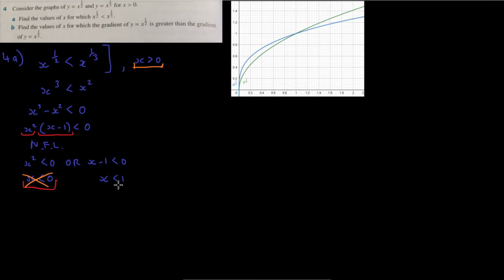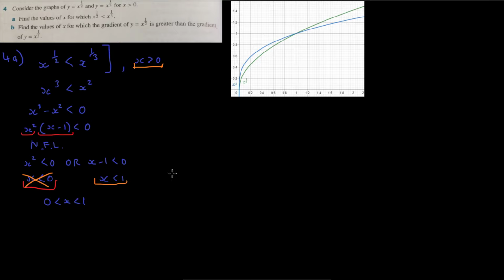We've got a very nice answer here. x is less than 1. Now, if we combine that with our original statement that x is greater than 0, we could combine them together and say that 0 is less than x is less than 1. So it just means between 0 and 1, x to the power of a half is less than x to the power of a third. And we can see visually, yeah, that's true. From 0 to 1, the green value is less than the blue value.